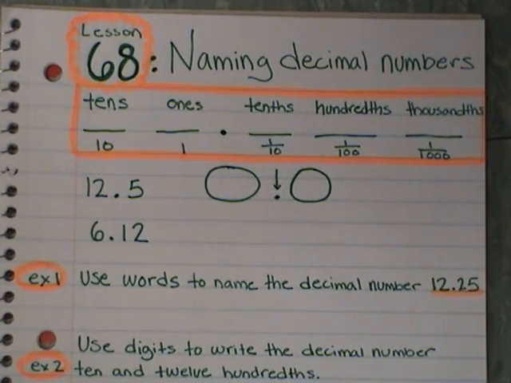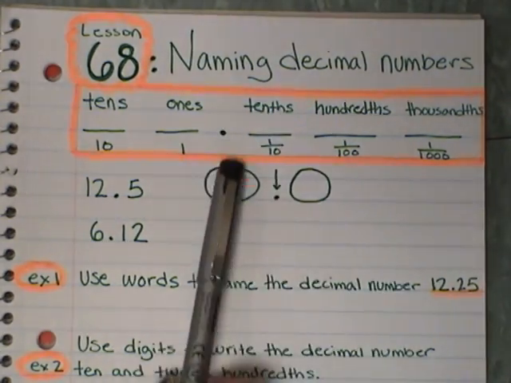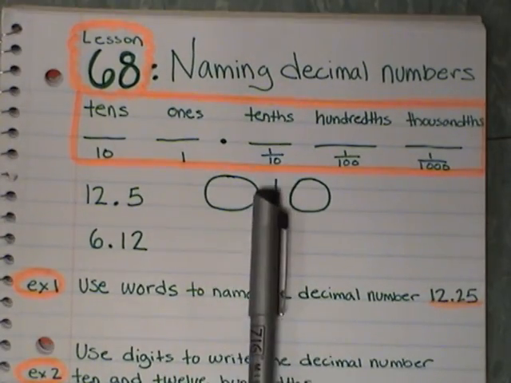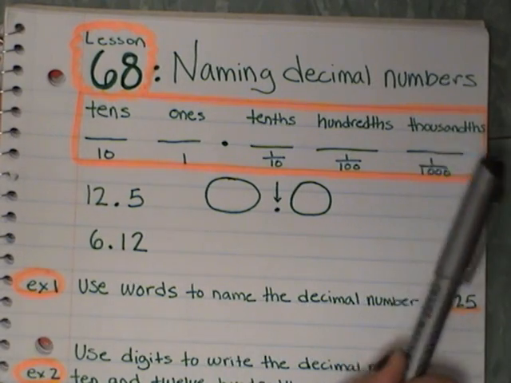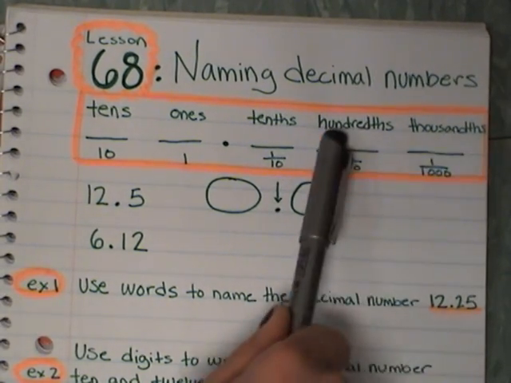Alright, so this is lesson 68, and we are naming decimal numbers. In this lesson, we will name decimal numbers that have 1, 2, or 3 decimal places. So we've already learned that the first decimal place after the decimal point is the tenths, then the hundredths, and now we're moving on to the thousandths. So 10 of these thousandths makes a hundredth.